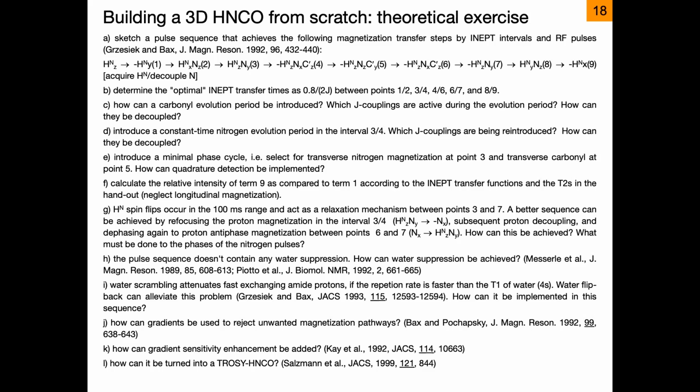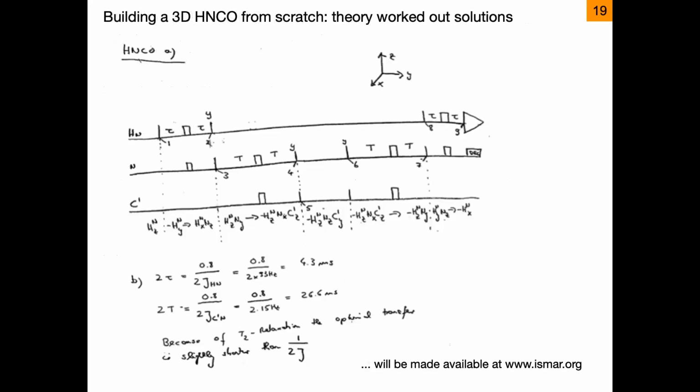And there's also solutions to it. So don't look at the solutions first. And I will make them available somewhere, maybe at the ISMAR website or somewhere else. I'm still thinking about this. So there's worked out solutions to this. So this is the theoretical exercise, and that worked actually quite well.